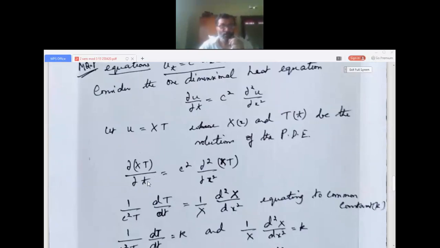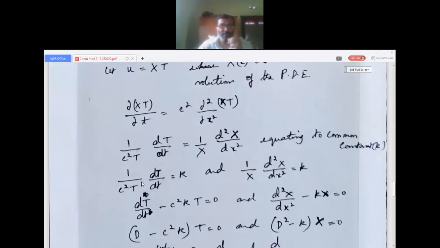When a partial derivative is with respect to a single variable, it becomes an ordinary derivative, an ODE. We equate each of them to a constant k. On the left-hand side all the t's are taken, on the right-hand side x is taken. Cross multiplying, we write dT/dt minus c² k T equals 0. This also, cross multiplying, d²X/dx² minus kX equals 0. This way.